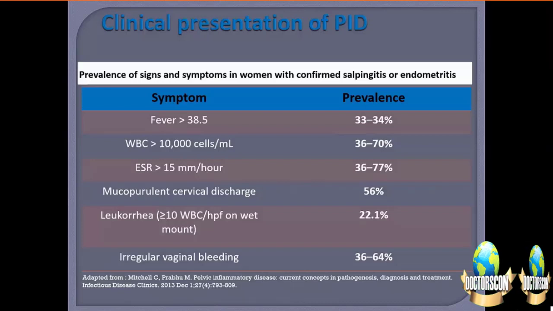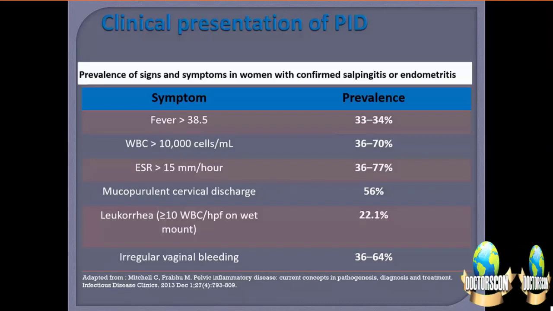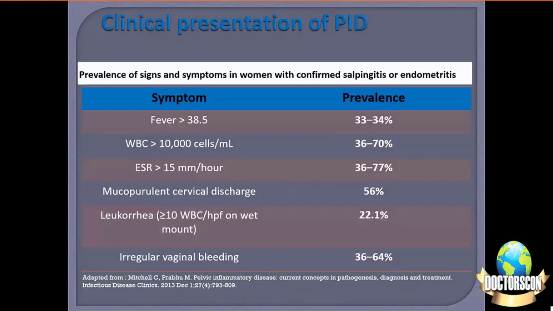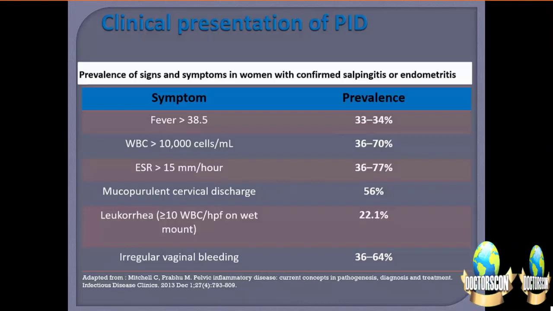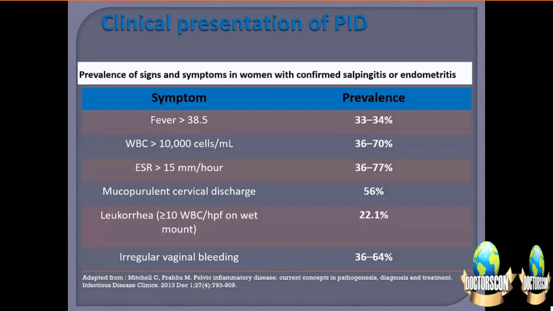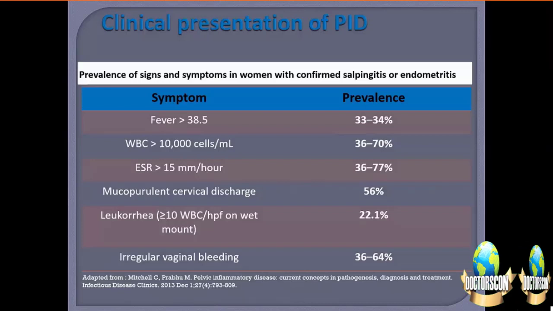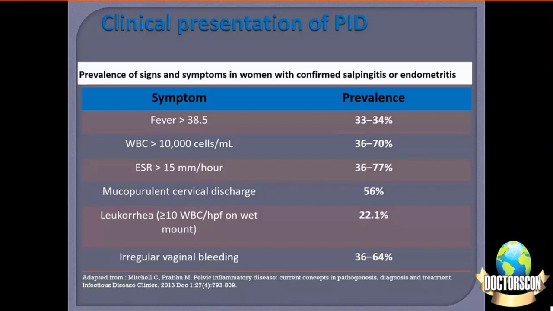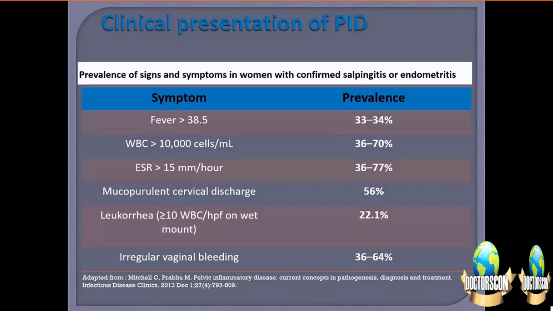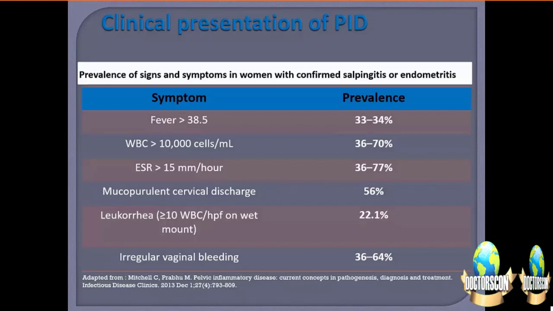If you look at the signs, fever is not a feature in mild disease, but in moderate to severe disease, there's often a history of fever, and the lab investigations will show a high white cell count and a high ESR. These would be the lab findings in women suspected to have pelvic inflammatory disease. Next, please.